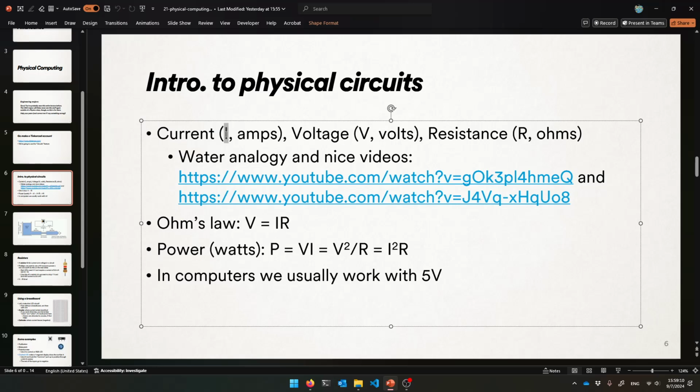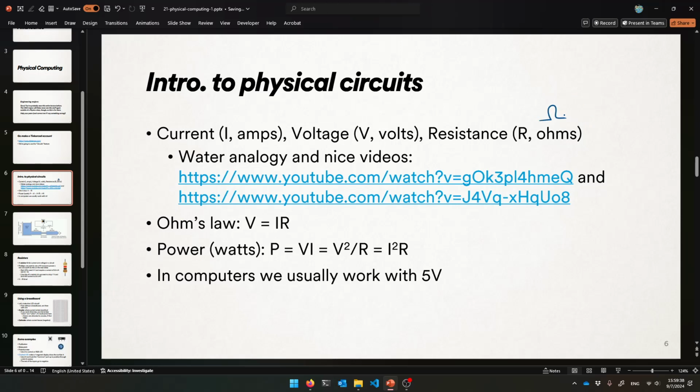We use the I, capital I character, to talk about how much current is flowing through our circuits, and that is measured in amps. That's the standard SI unit for current. There's voltage going through our circuit. We use capital V for that, and volts, naturally, is the standard unit for voltage. And then there's also resistance through our circuit that we use a capital R to talk about, and we use ohms as the unit for resistance, and the symbol for ohms is an omega.